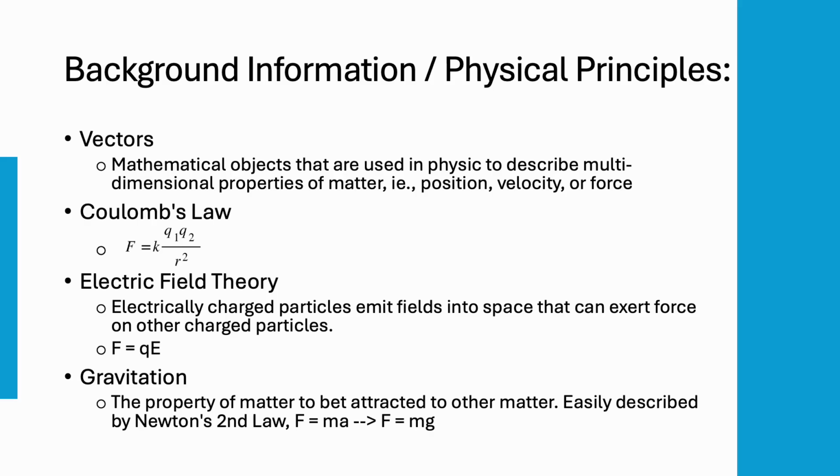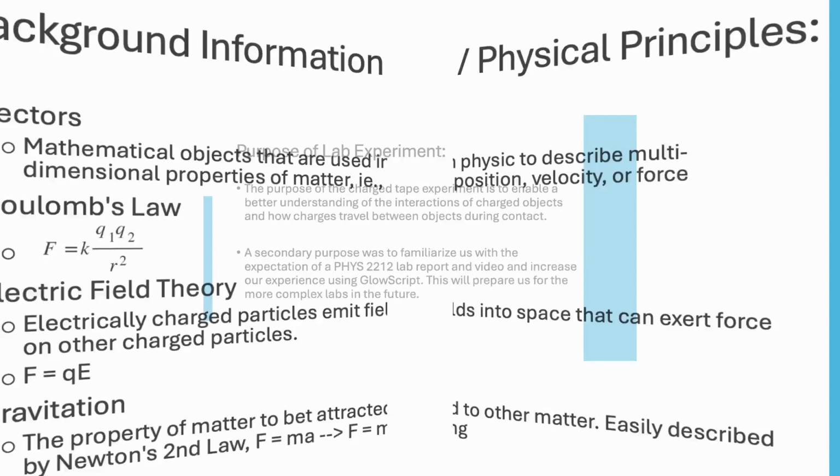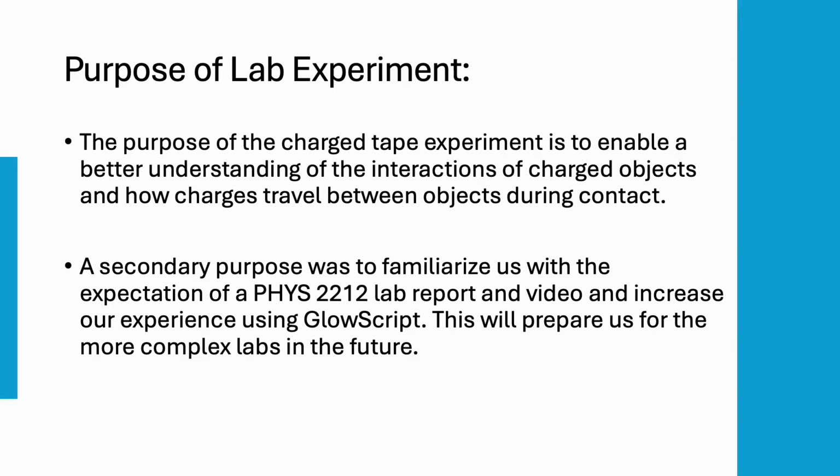The electric field theory states that charged particles emit fields into space that can exert forces on other charged particles. And gravitation is a property of matter to be attracted to other matter. This force is easily described by Newton's second law, F equals ma, where a is replaced by g. The purpose of this lab experiment was to enable a better understanding of the interactions of charged particles and point charge approximations of objects. It also increased my proficiency in GlowScript.